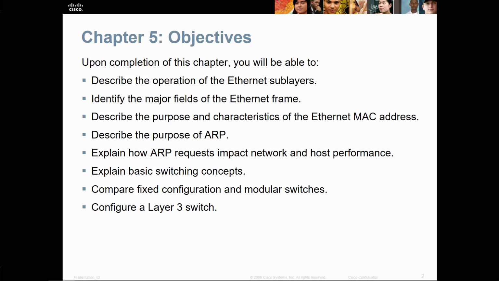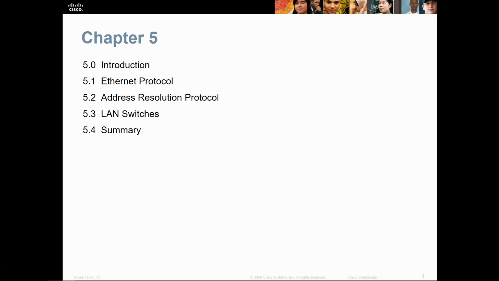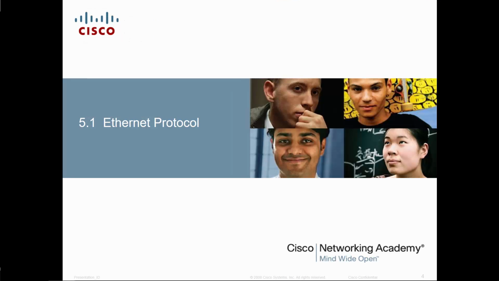We're going to be describing what ARP is, how it works, how it impacts. We're going to talk about basic switching concepts, fixed configuration versus modular. We're going to look at layer 3 and layer 2 switching. Our chapters are broken down into a basic introduction, Ethernet protocols, ARP (Address Resolution Protocol), LAN switching, and then the summary. So the first one is dealing with our Ethernet protocol.